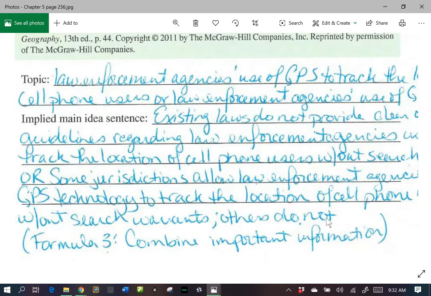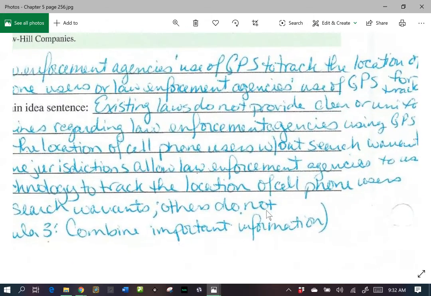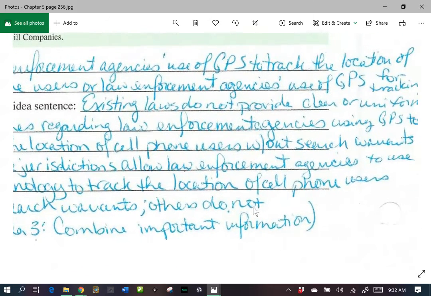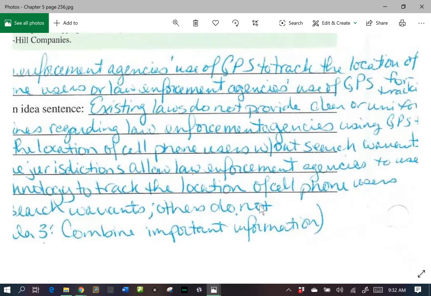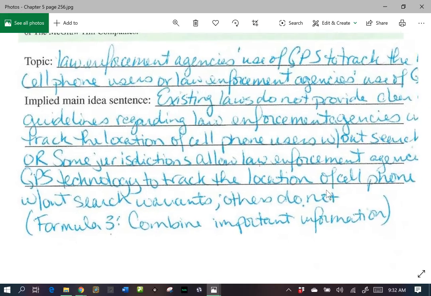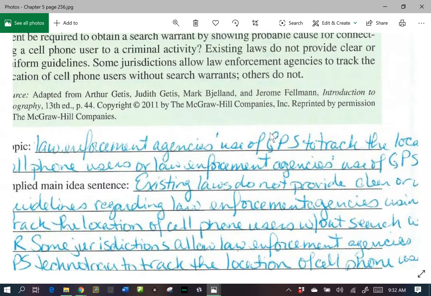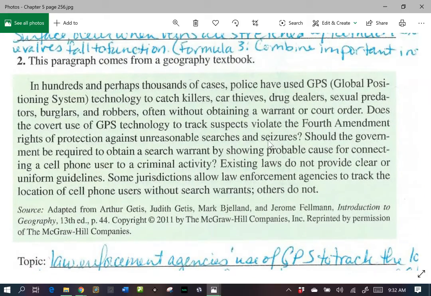And here we have our implied main idea sentence. Existing laws do not provide clear or uniform guidelines regarding law enforcement agencies using GPS to track the location of cell phone users without search warrants. Or we could say some jurisdictions allow law enforcement agencies to use GPS technology to track the location of cell phone users. So here, if we looked at this paragraph, remember, in the middle, there's a couple of questions that are asking us to think about what this GPS system is.